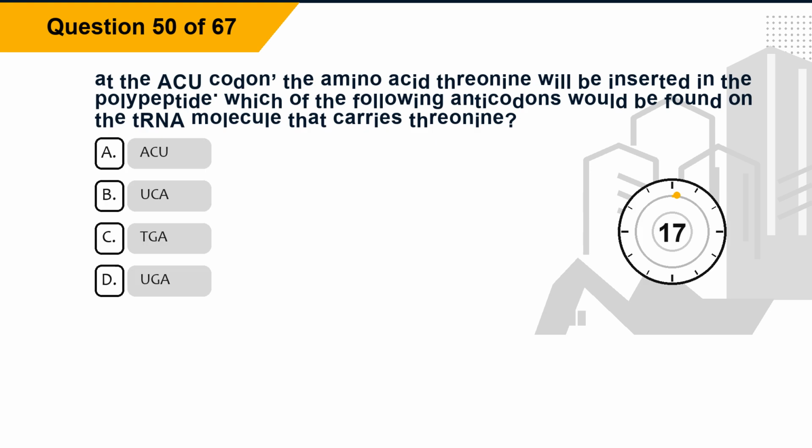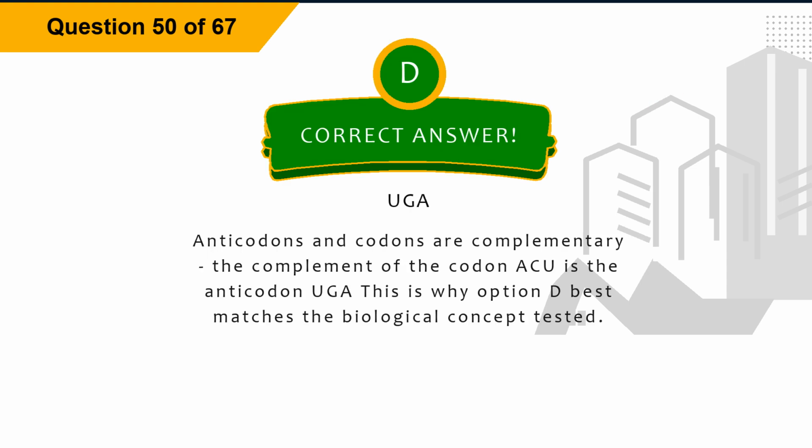Question 50. At the ACU codon, the amino acid threonine will be inserted in the polypeptide. Which of the following anticodons would be found on the tRNA molecule that carries threonine? Option A, ACU. Option B, UCA. Option C, TGA. Option D, UGA. The correct answer is option D, UGA. Explanation. Anticodons and codons are complementary. The complement of the codon ACU is the anticodon UGA. This is why option D best matches the biological concept tested.